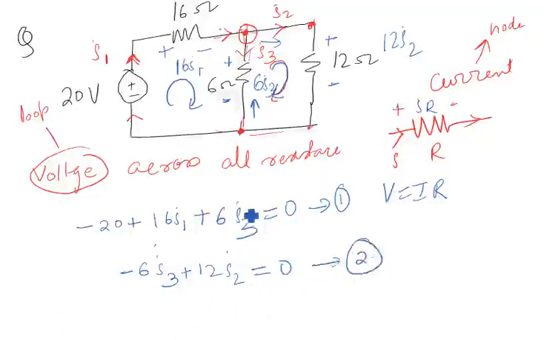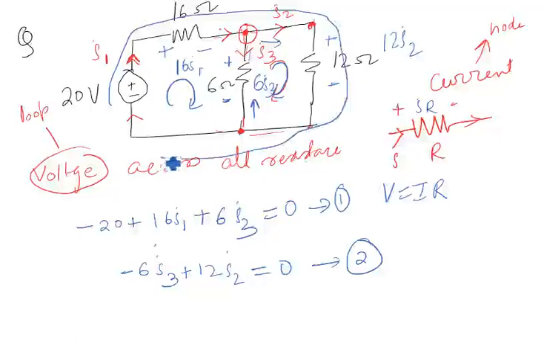Now you can see there are three variables: i1, i3, i2. So two equations you can't solve. You must have three equations, three variables. So for one more variable, you can go for one more loop. So I'm taking the overall loop, this loop. So what I can write, minus 20 plus 16i1, plus 12i2 equal to 0.